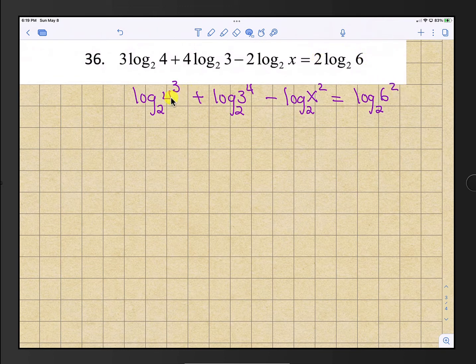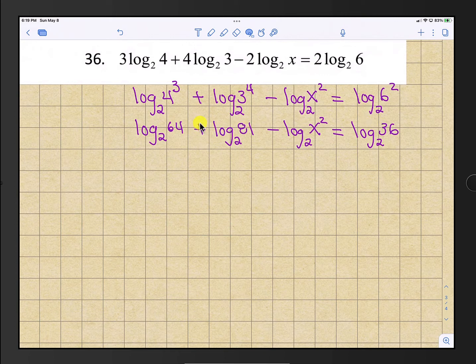Alright, 4 to the 3rd is 64. 3 to the 4th is 81. That still remains as x squared, and 6 squared is 36. So this is everything rewritten.